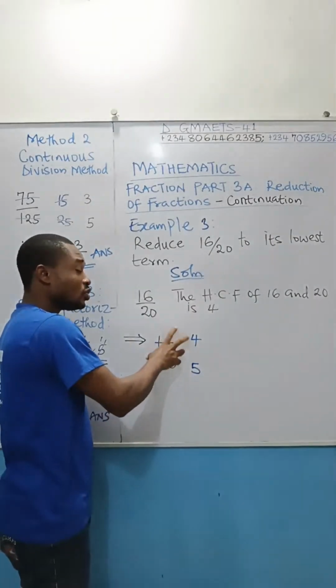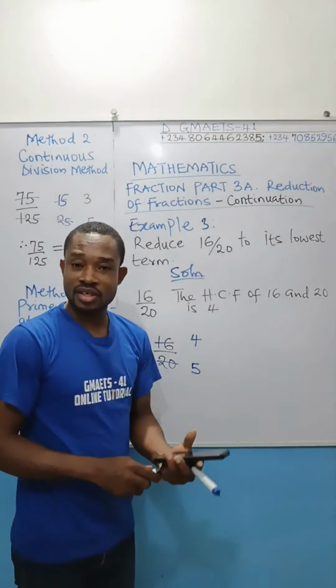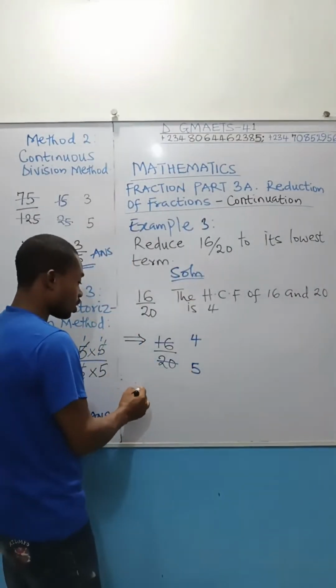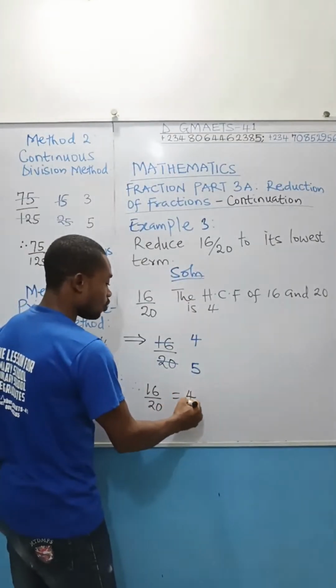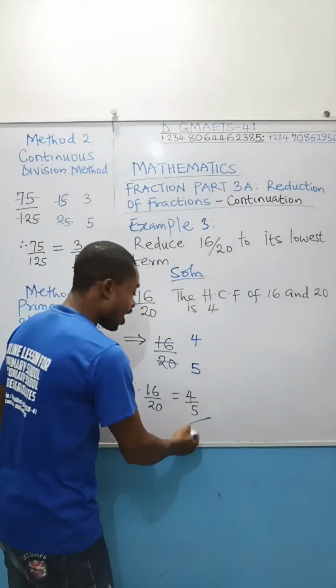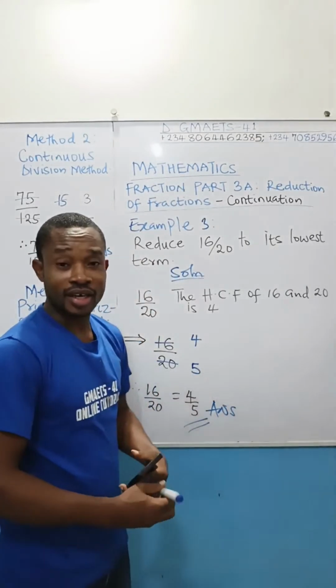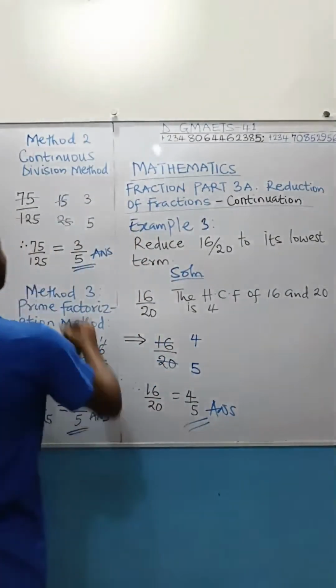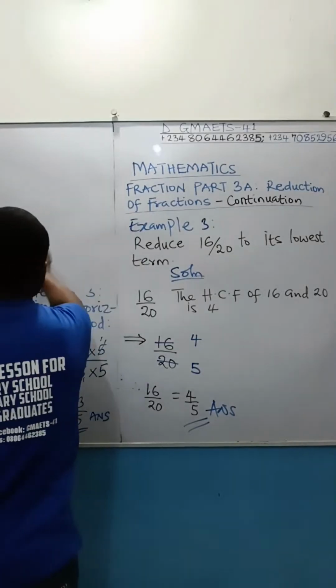Once you divide using HCF, the result you obtain directly is your final answer. Are you getting me right? Therefore, we conclude that 16 over 20 is equal to 4 over 5. If you use HCF to divide, what you obtain is your answer directly. Nothing can divide them again. Let us use the alternative method, method 2, the continuous division method, to obtain the same results.